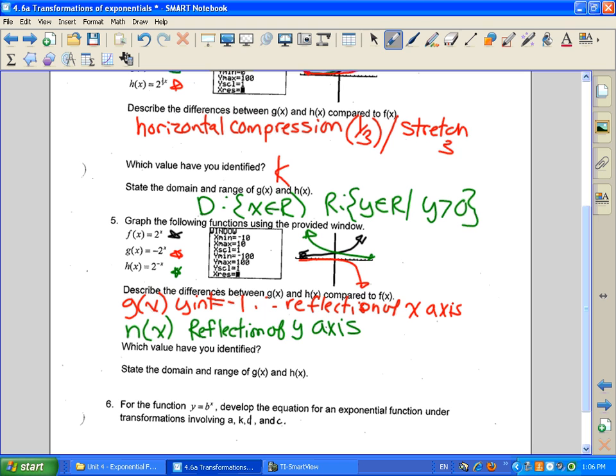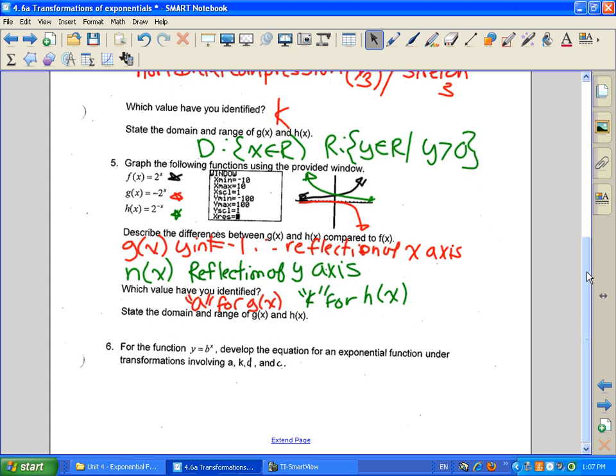So what have we identified? Well, we identified the a value in g of x, and we identified the k value for h of x. And that dealt with doing reflections, ladies and gentlemen, okay?